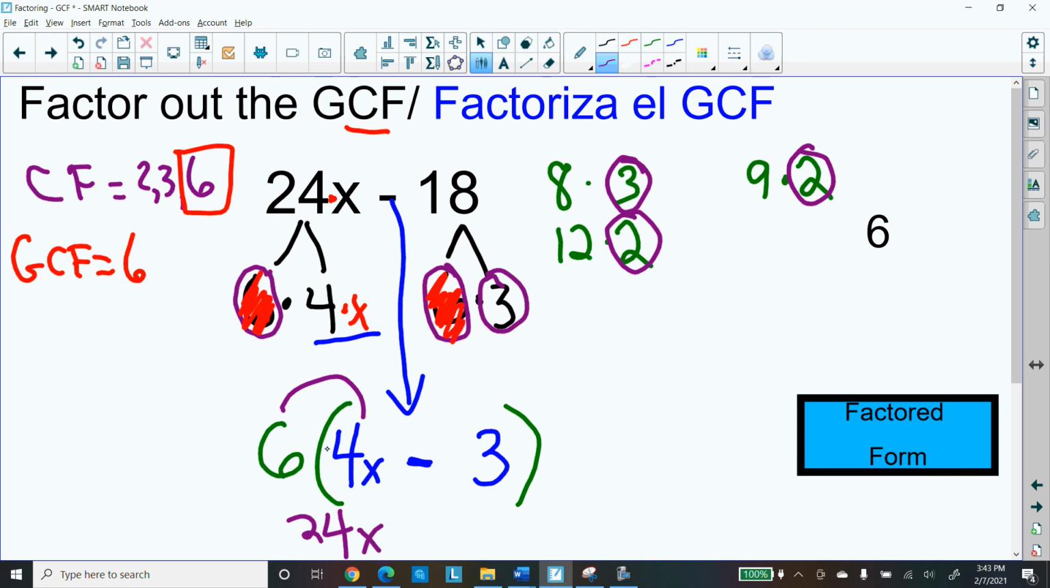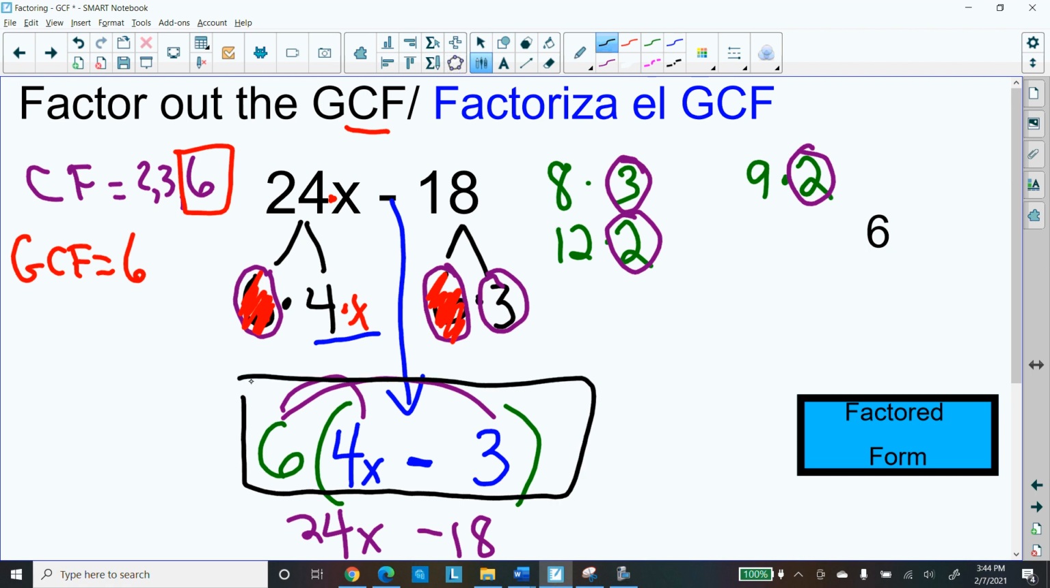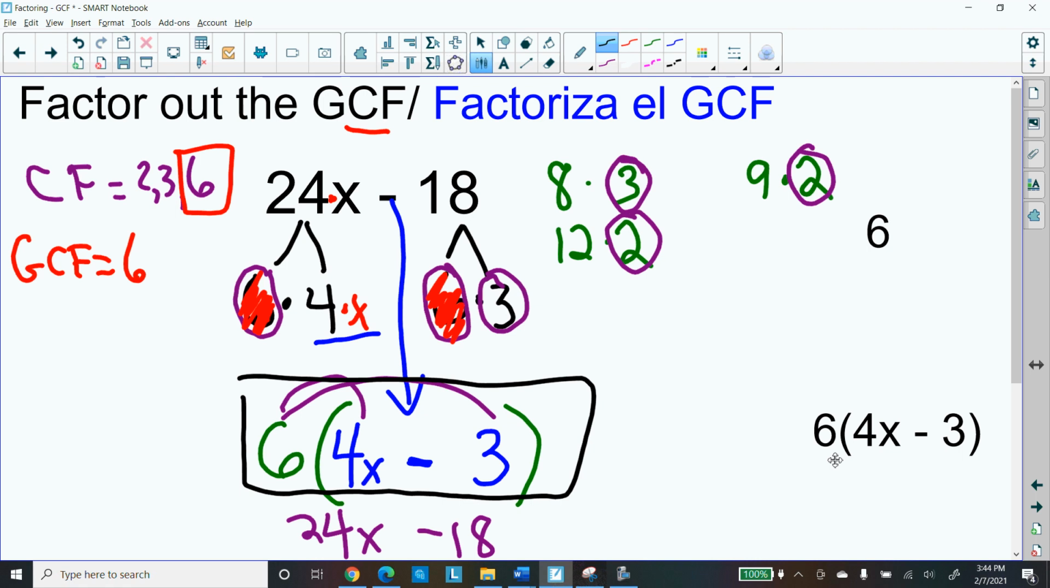And I have 6 times minus 3, that would give me minus 18. So my factored form would be 6 times 4 times x minus 3. That's what my factored form looks like. So I just factored using the greatest common factor form, and that's what we need to do.